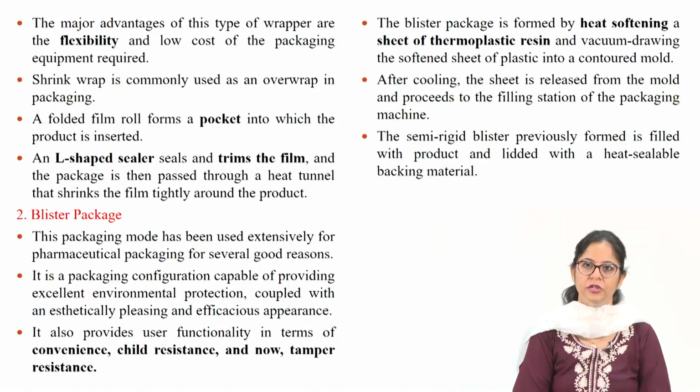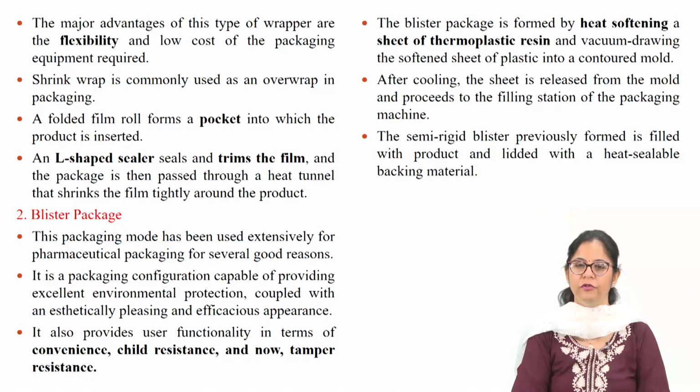Then blister package. This mode has been used for pharmaceutical packaging for its own good reasons. It is a packaging configuration capable of providing excellent environmental protection coupled with aesthetically pleasing and efficacious appearance. It provides user-friendly applications in terms of convenience, child resistance and tamper resistance. The blister package is formed by heat softening a sheet of thermoplastic resin and vacuum drawing the softened sheet of plastic into a contoured mold. After cooling, the sheet is released from the mold and proceeds to the filling station of the packaging machine.